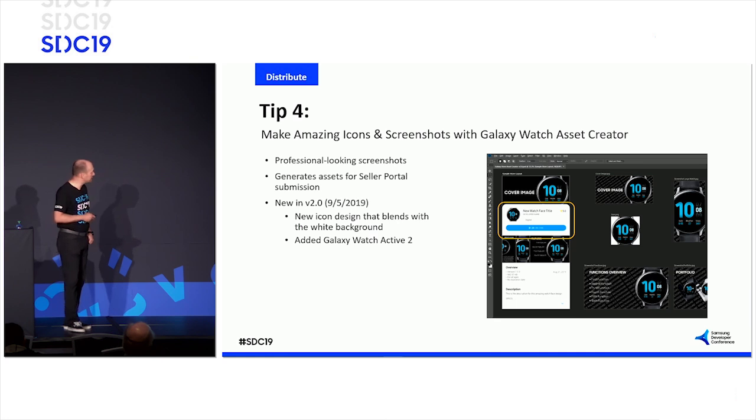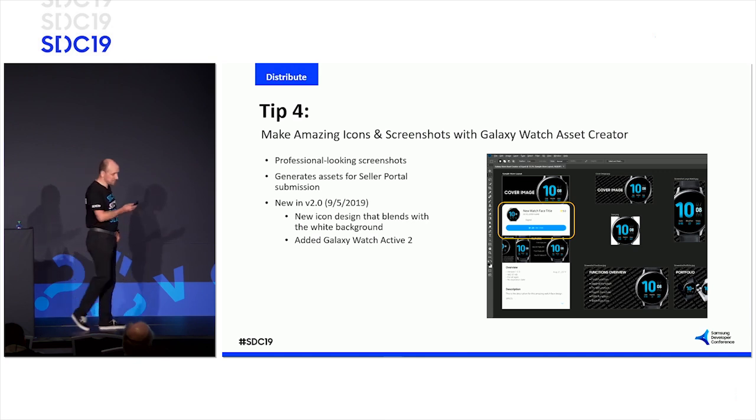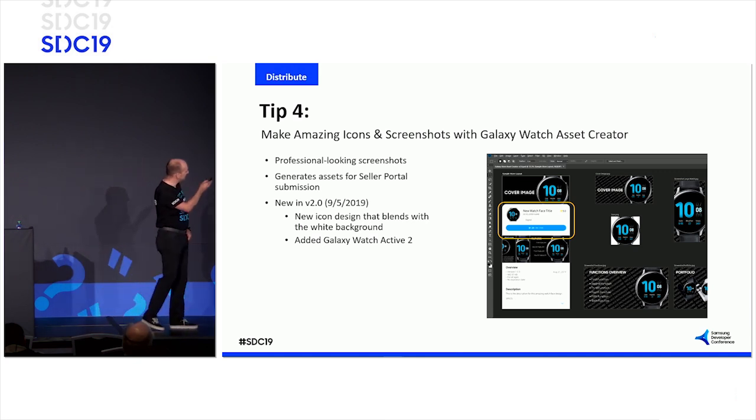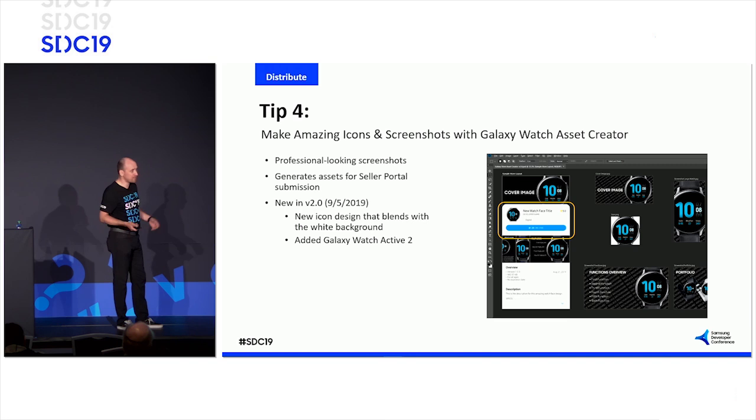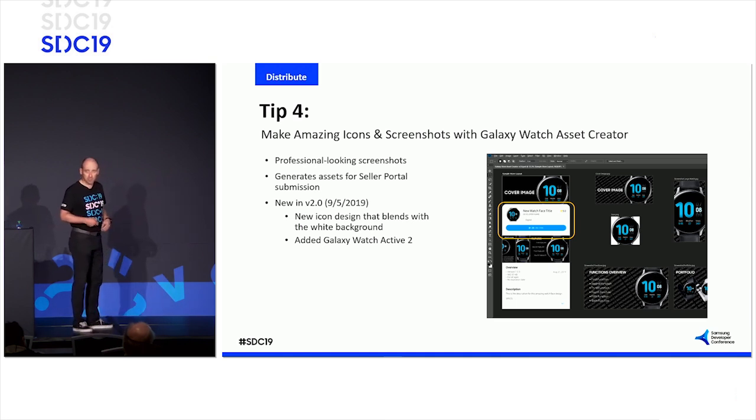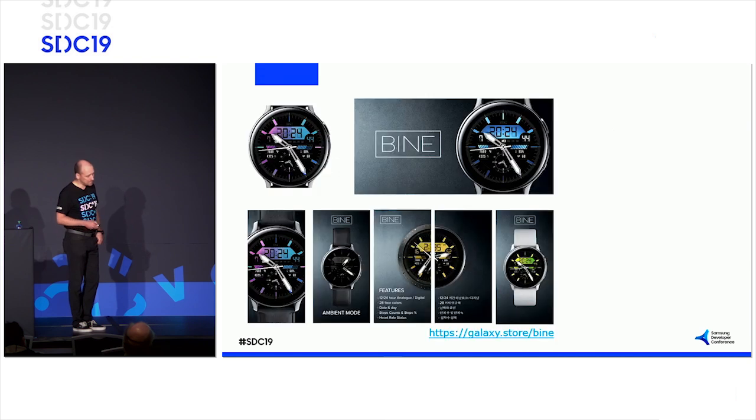In the new version, we did a couple of enhancements. One is that on this design, you see the icon, how it nicely blends into the white background of the store. That's a very elegant way that makes it appealing. And I added the device pictures, including the Galaxy Watch Active 2. So you can decide whether you want to show Active 2, Active, or S3 or S2. The tool will have all of those layers available, so you don't need to spend time sourcing those high-resolution images.